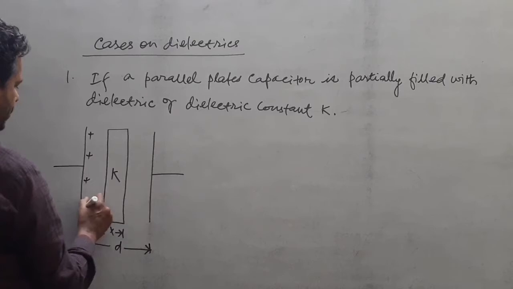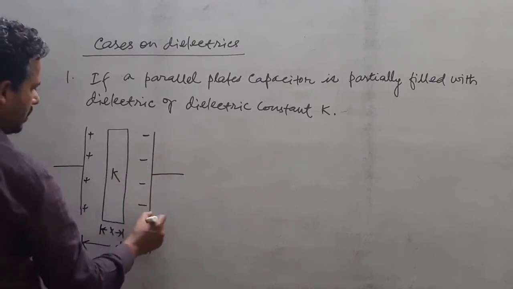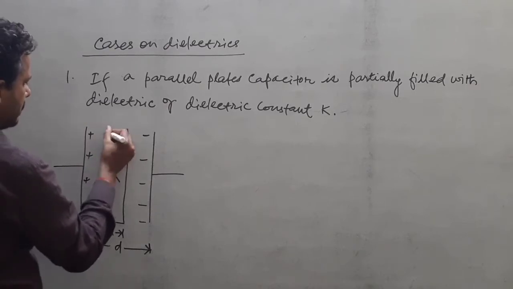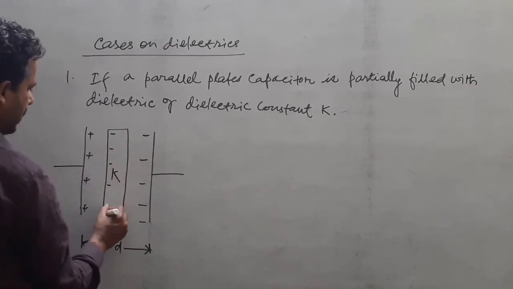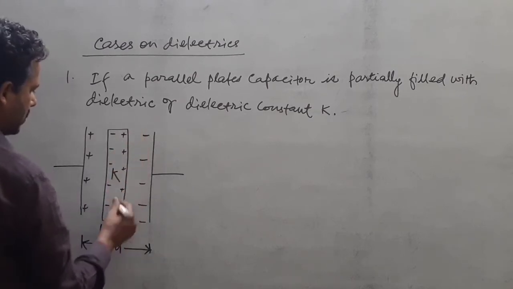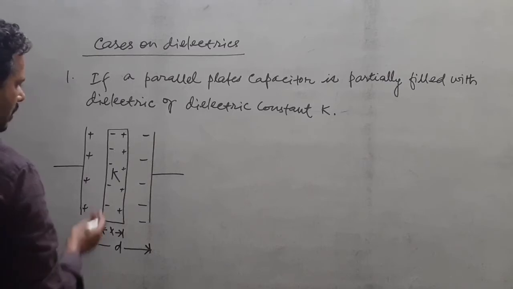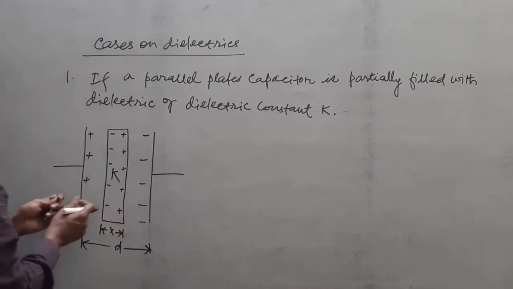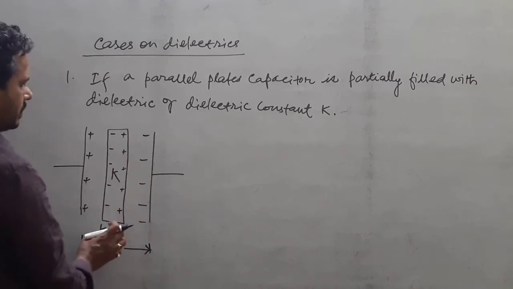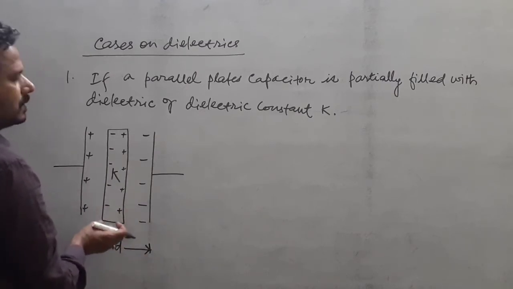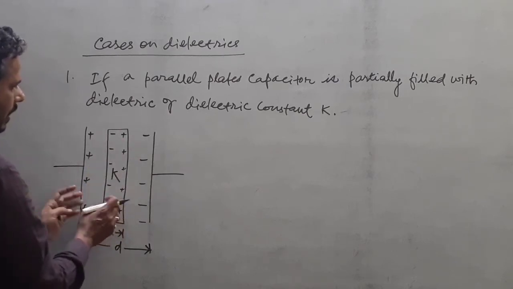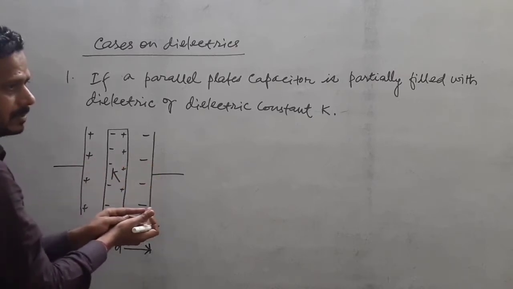Accordingly, this one is positively charged, this one is negatively charged. By induction, the internal face here becomes negatively charged, and this one becomes positively charged. So I just want to find its capacitance. To calculate this, you use a technique: shift this dielectric either to the left side or right side totally.